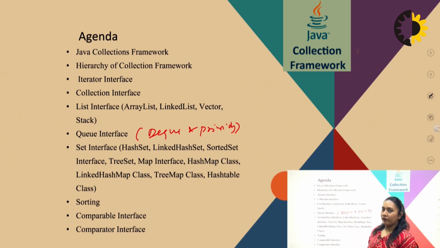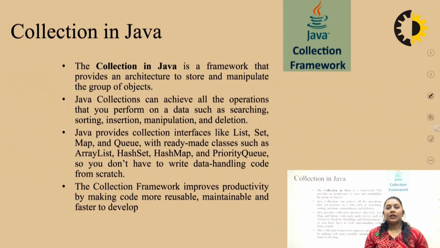All these interfaces will be implemented, and they are just for use. Why will we be using the collection? We will be using it for manipulating, searching, sorting, and inserting data in the form of data structures. So that is the collection framework.